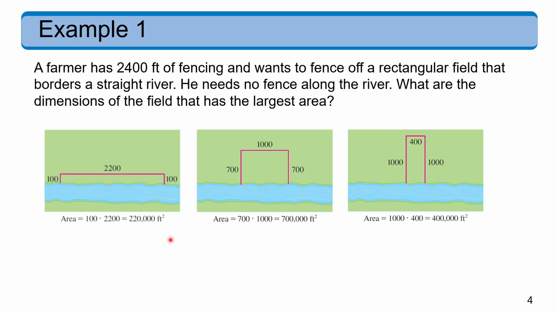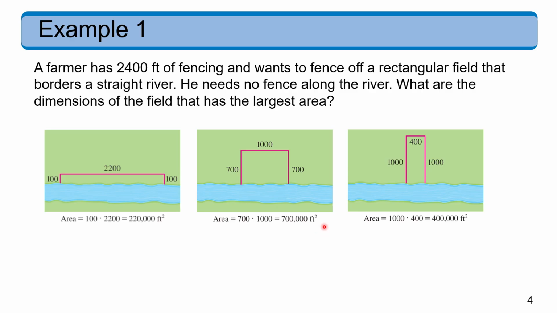Now compare the areas though, right? They're very different. Out of these 3, the middle one has the largest area. But this may not be the optimal, right? There may be some other choice that has even a bigger area than this. So we need to make sure we find the one that gives us the absolute largest possible area.